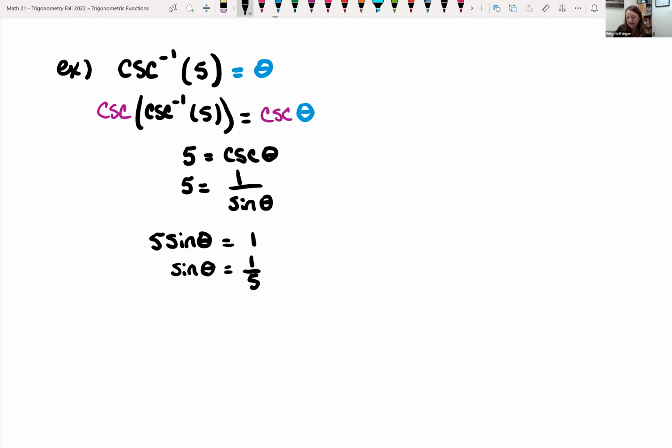Now I can take the sine inverse of both sides. So sine inverse of sine is just theta, which is equal to sine inverse of 1/5. And so now we can plug this into the calculator. And if you do that, you get that this is approximately 0.2.